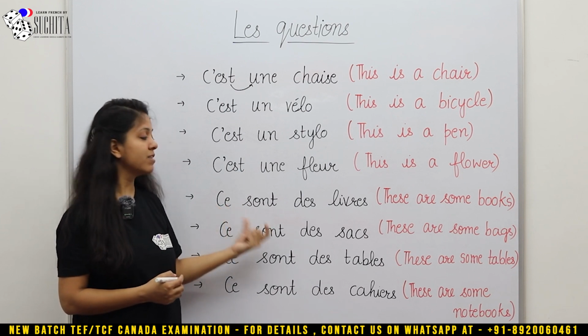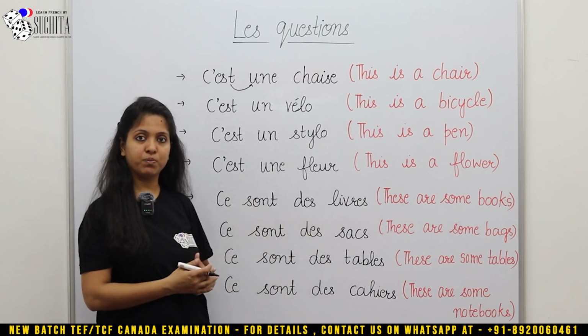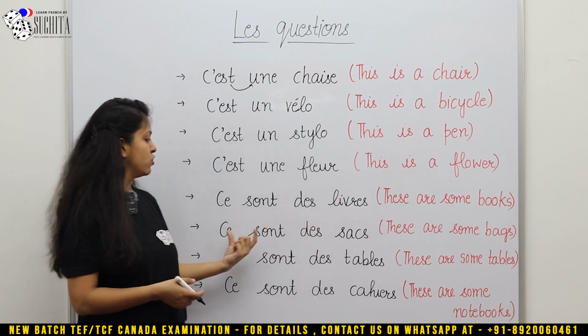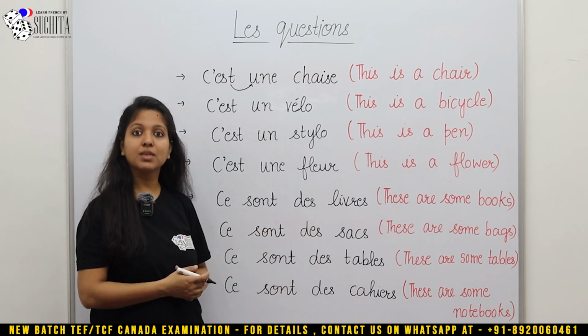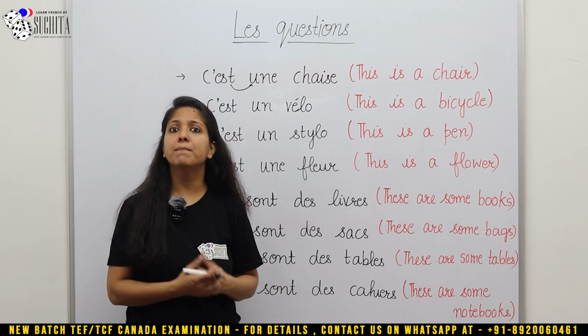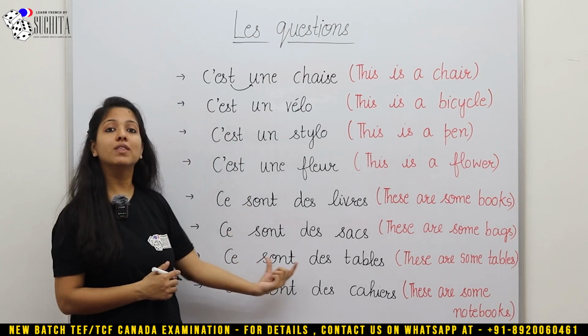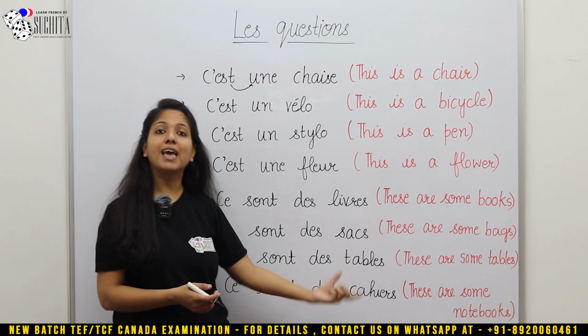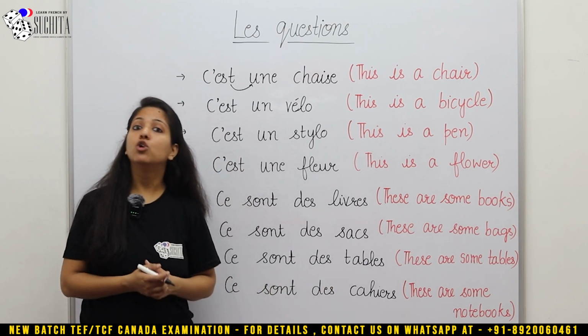Now, some examples. Ce sont des livres. These are some books. Ce sont des sacs. These are some bags. Ce sont des tables. These are some tables. Ce sont des cahiers, which means these are some notebooks.